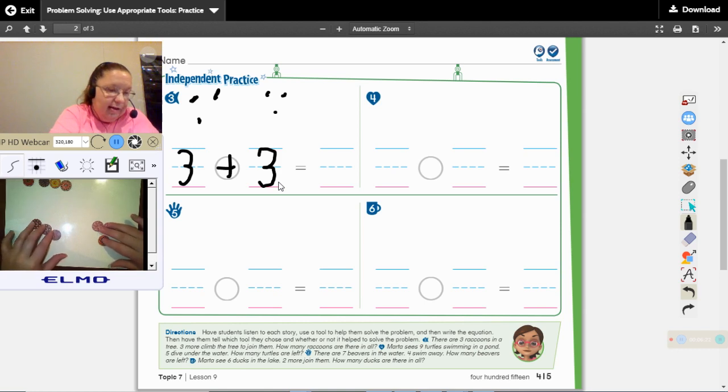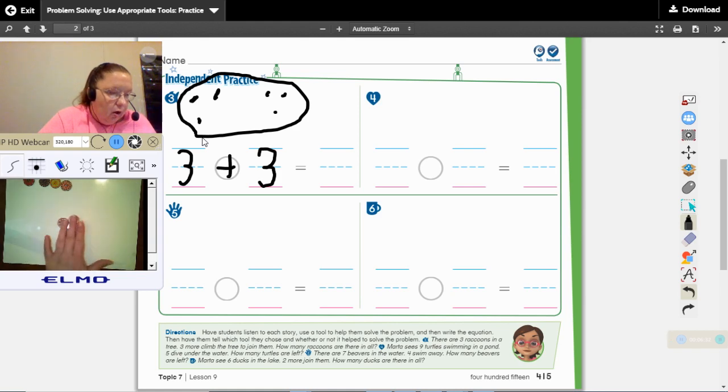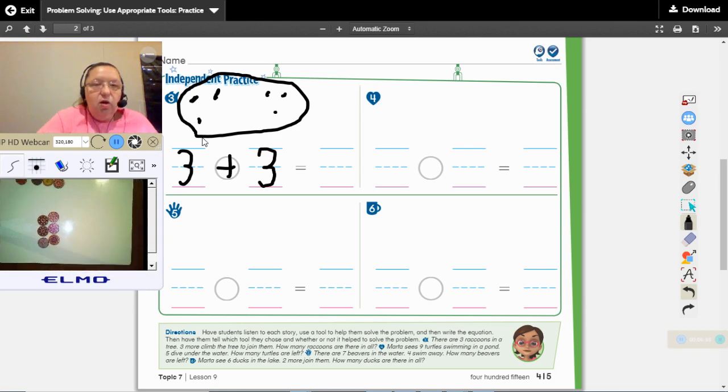We take these 2 groups and we push them together. Or if we're drawing, we draw a circle around them. How many are there in all? 1, 2, 3, 4, 5, 6. There are 6 in all. Let's look at our counters we drew. 1, 2, 3, 4, 5, 6. There are 6 in all.